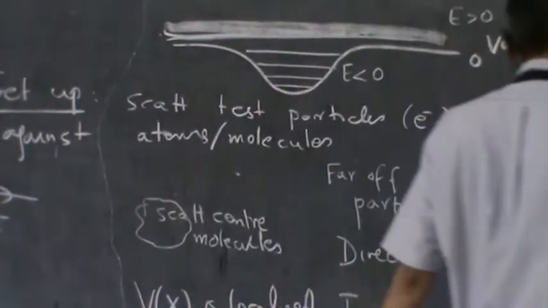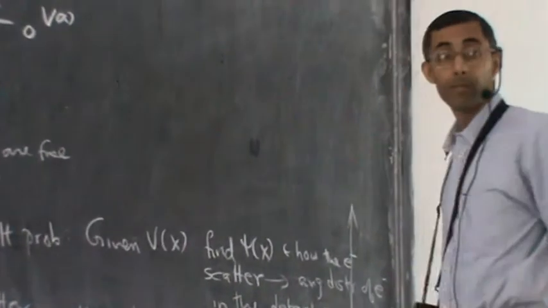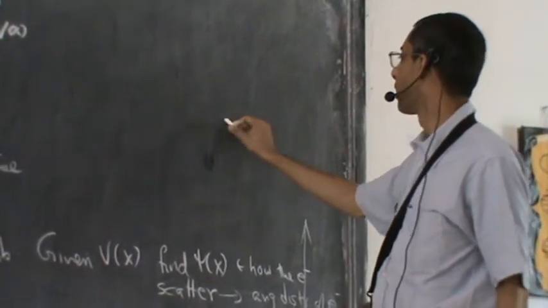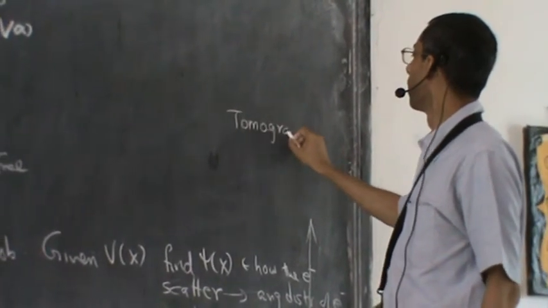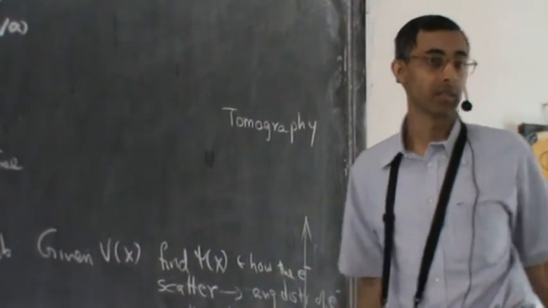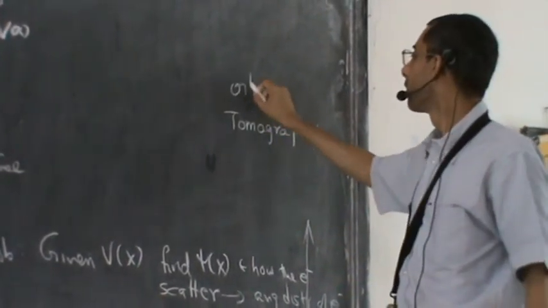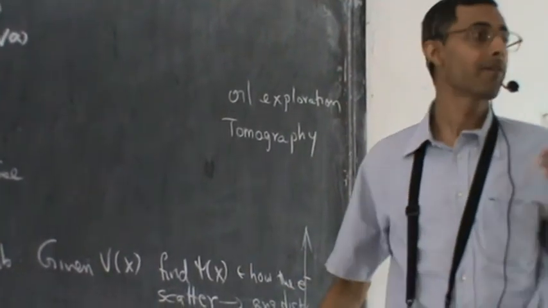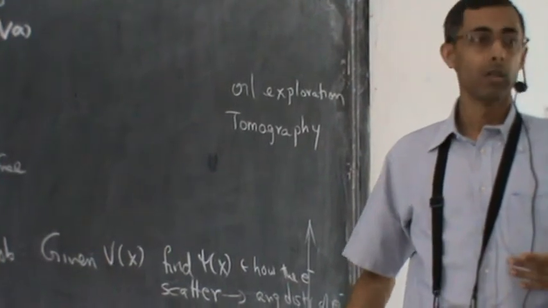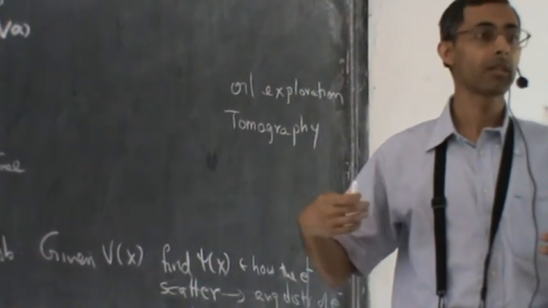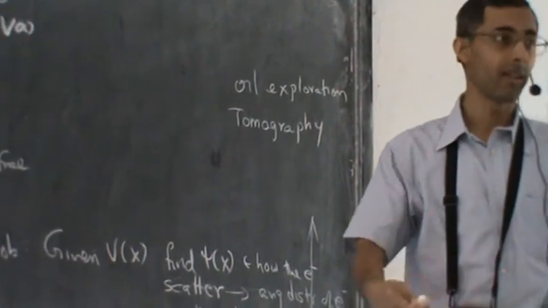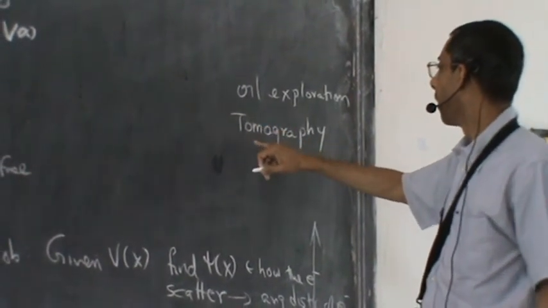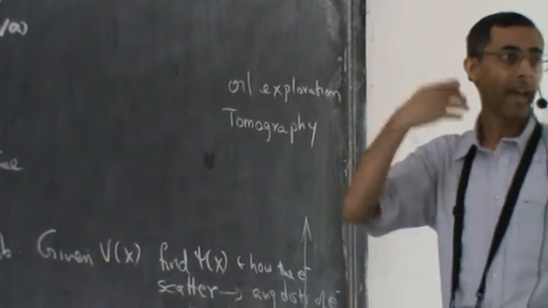And not surprisingly, it's of enormous importance in practical applications. You may have heard things like tomography. Tomography is this business. You want to do oil exploration. You send sonar, you send some waves into the earth, and you get the scattered waves in your detectors, and you want to infer what is the density of the material inside. Can you infer whether there is oil there or not? Okay, so this is important in oil exploration. Yeah, it's also important in scanning the human body.